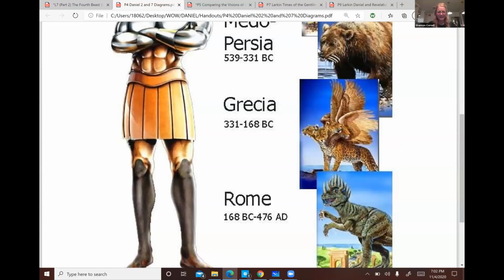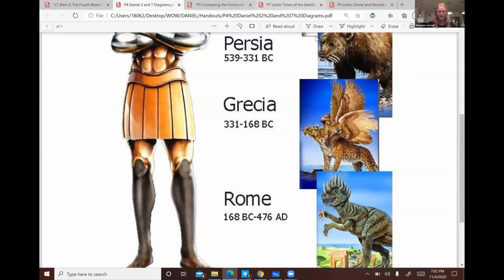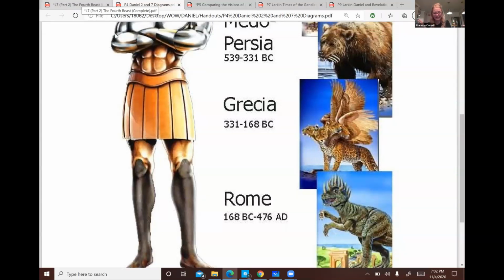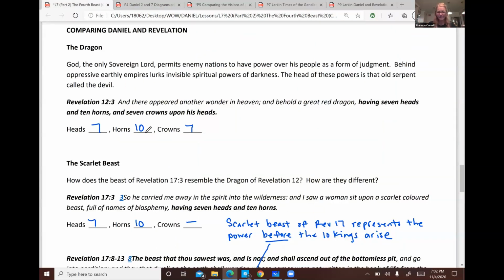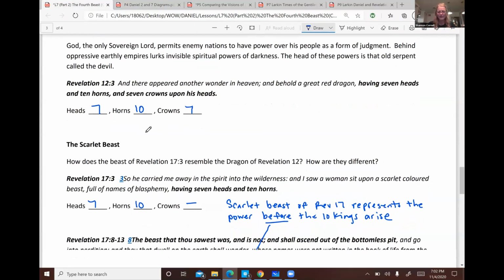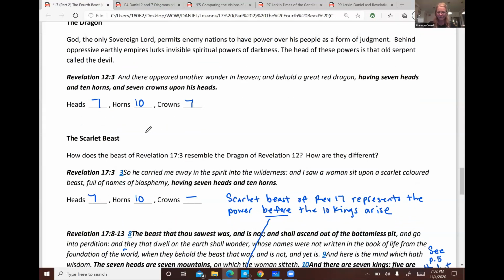So there's definitely a correlation there between the number of heads of the dragon and these beasts with 7 heads and 10 horns, which represent Gentile empires on the earth. Okay, so you can already begin to see a correspondence between the work of Satan himself and these Gentile empires. So that's what Satan looks like.